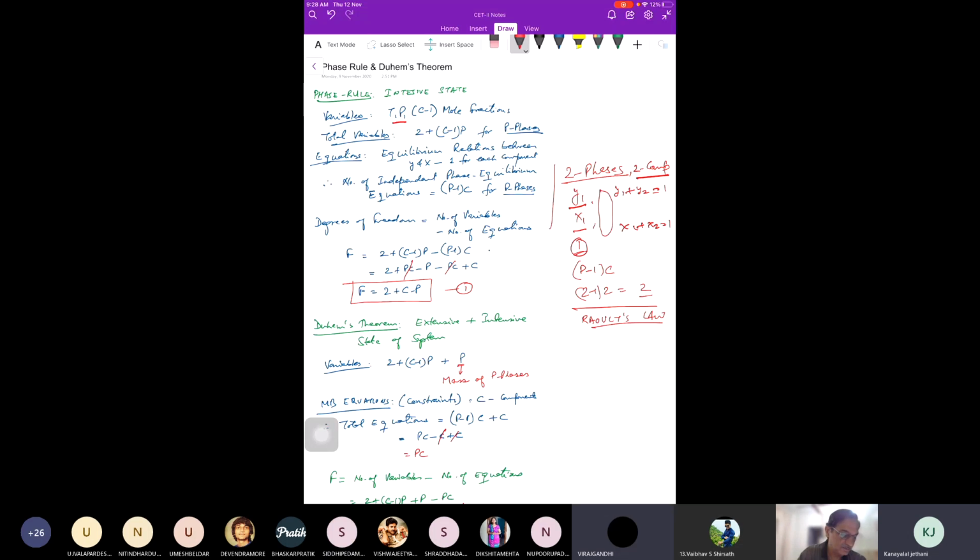Sir, partial pressure is directly proportional to mole fraction in liquid or gaseous phase. Sir, P i bar equals y i into P for the gas phase, and for the liquid phase, mole fraction into saturation pressure, the vapor pressure. Right, this is Raoult's law.